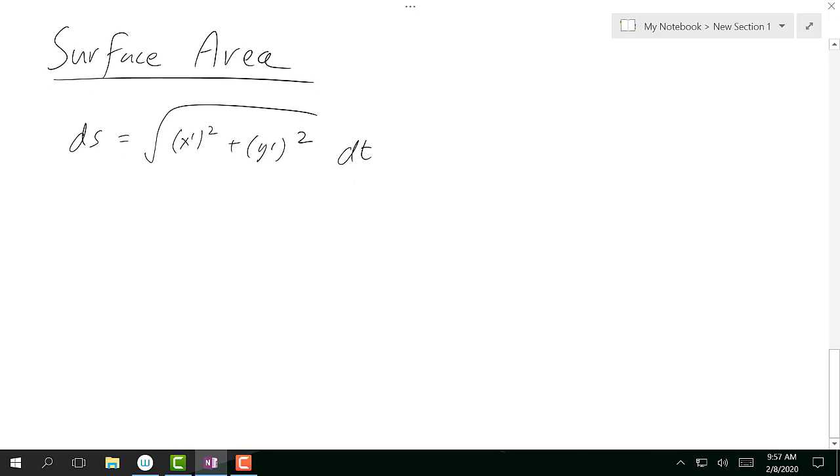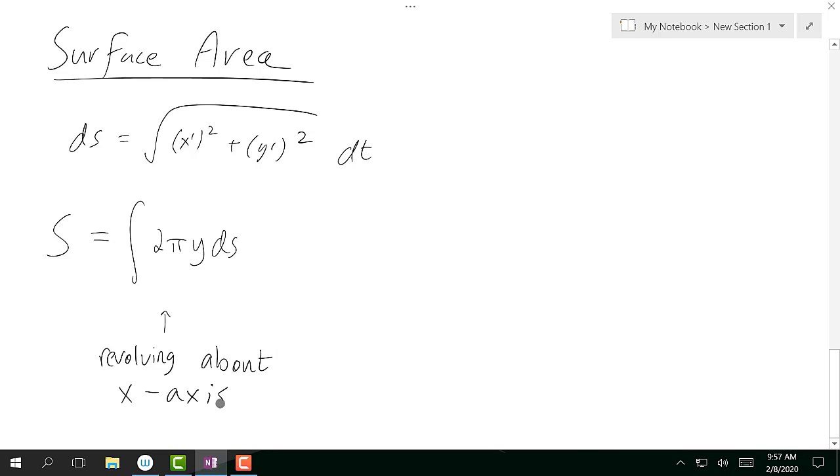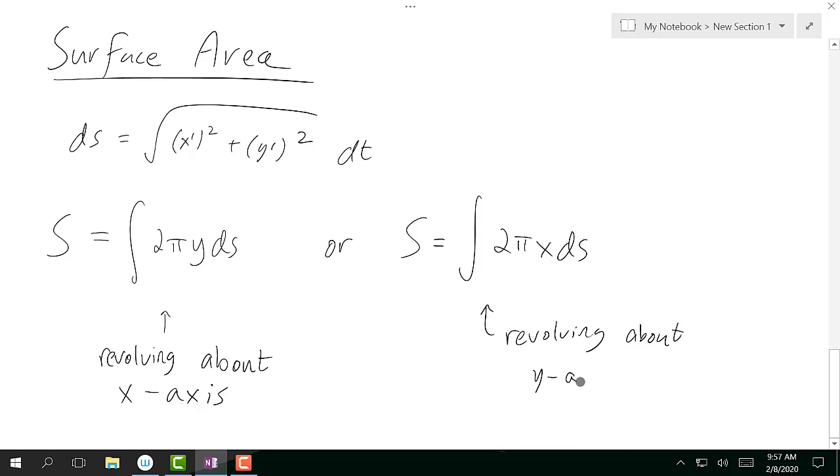And again, x prime is just the derivative of x with respect to t. And so what we're going to have is s, which is our surface area, is going to be the integral of 2 times pi times y ds, in the case that we're revolving the graph of our equation about the x-axis. Or we could have the case that s is the integral of 2 pi x ds. In this case, we'd be revolving about the y-axis.